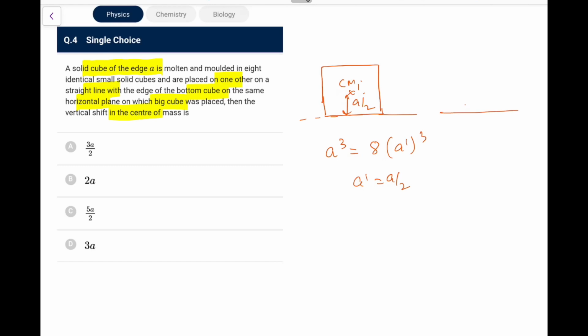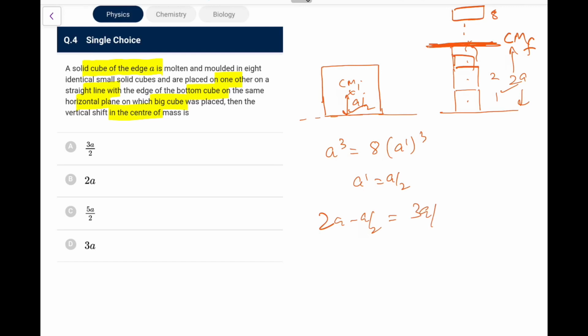Now you have placed them one on another, 1, 2, 3. Let me draw slightly bigger because it's a by 2. So this is first, this is second, and this till it would be the 8th one. So clearly the CM will be at the midpoint between the 4th and the 3rd, and this midpoint would be at the height 2a. So initially it was a by 2, finally it is at 2a, so the shift would be 2a minus a by 2. It comes out to be 3a by 2.